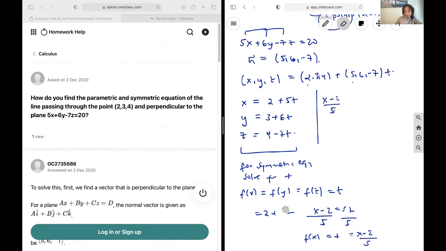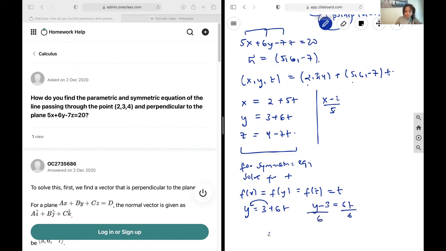Okay, and then now we do the same thing for the parametric equation involving y. And so with y = 3 + 6t, we're going to move that over to get y - 3 = 6t, and then we're just going to solve for t. So our function of y, which is equal to t, will be (y - 3)/6.